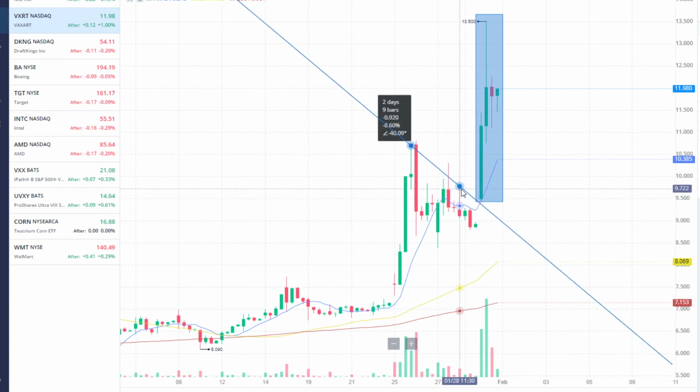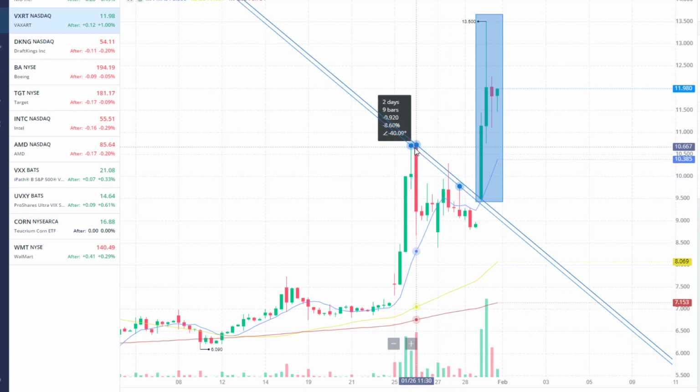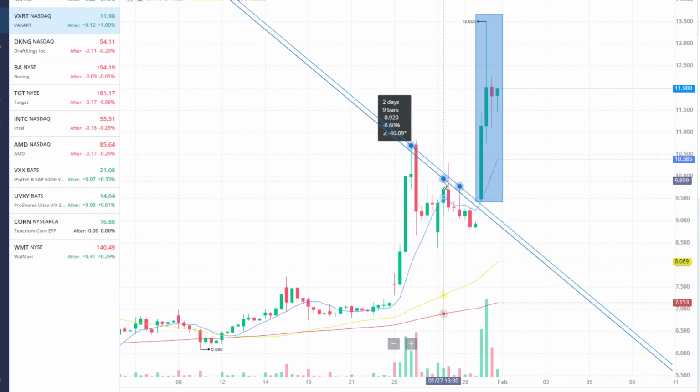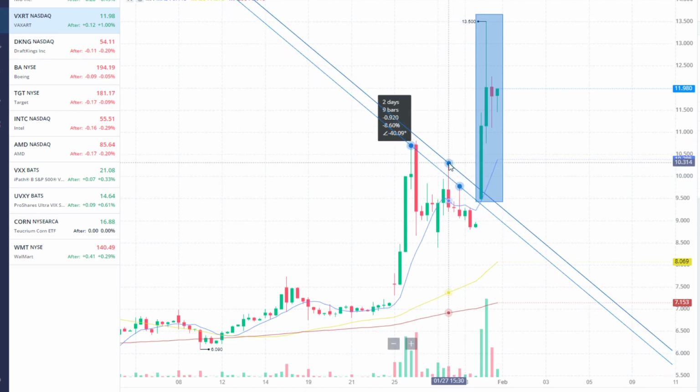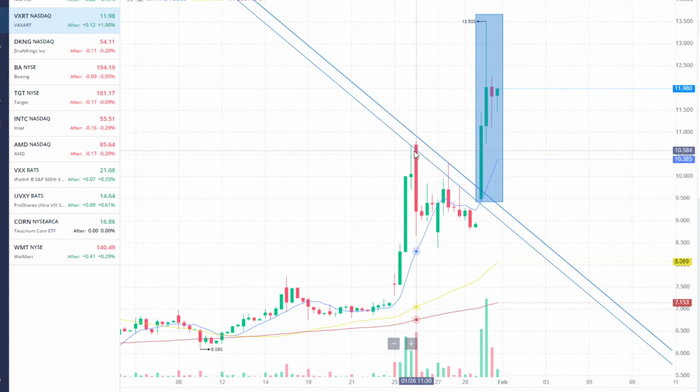I'm going to go ahead and find my first rail. We can see all the points of rejection here. Boom, boom. We can even count that over here. And then the second rail, I'm going to go ahead and use as the highest point with respect to the candle body of the actual highest point.